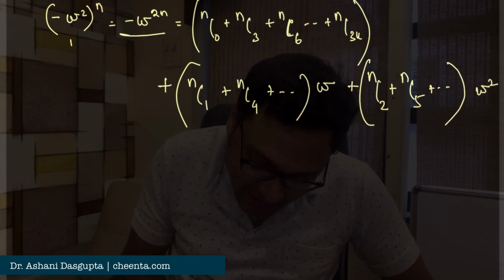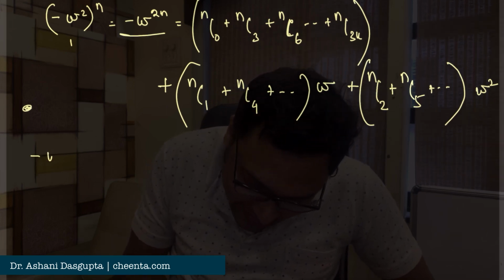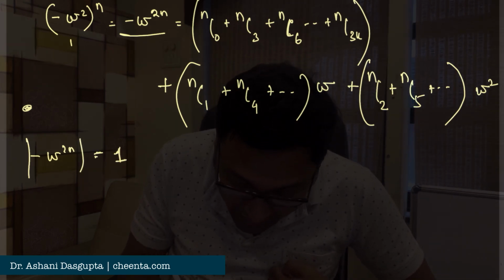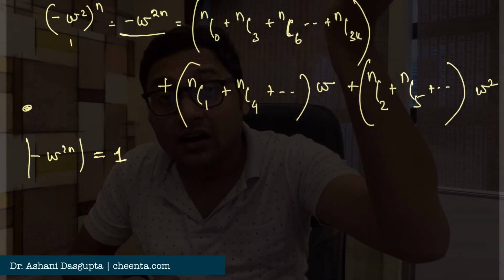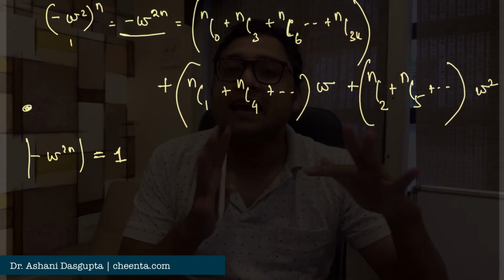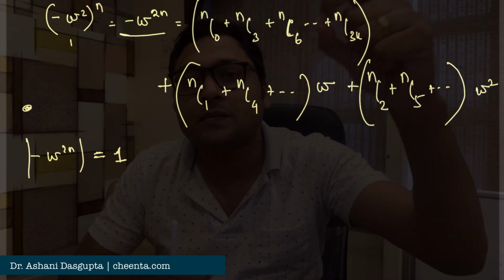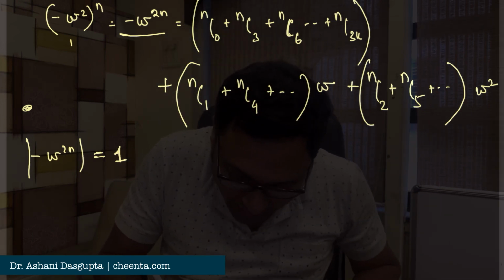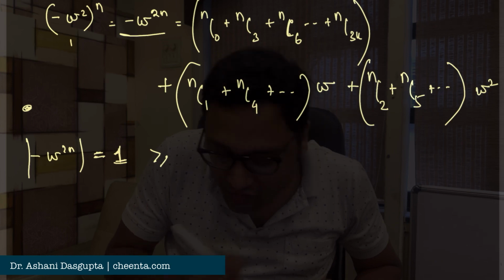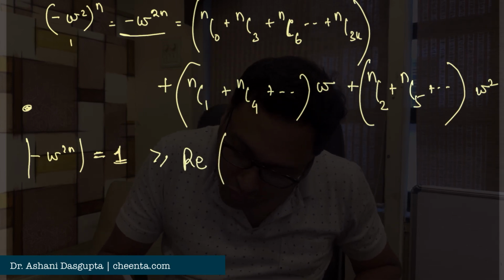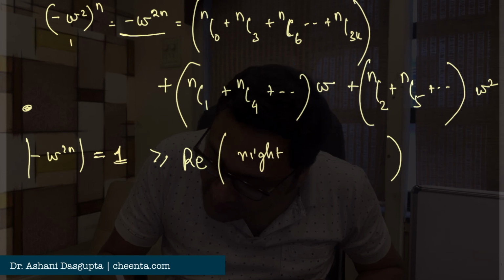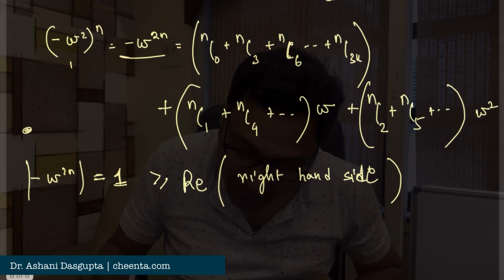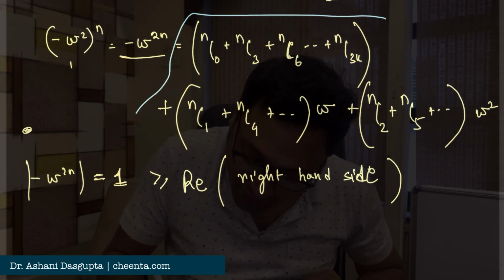The left hand side, the modulus of negative omega to the power 2, is just 1. I told you any power of omega has modulus 1, and the negative of that also has modulus 1. The distance of the point from the center would always be 1. So this is 1, which is greater than or equal to the real part of the right hand side.